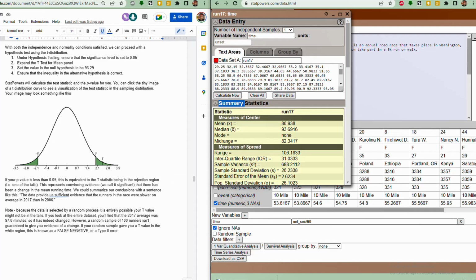All right, and I hope this goes well for you, and you get a good sense of what kind of inference we can do on just one sample of quantitative data, but we'll be building on this in the weeks to come. All right, ciao.